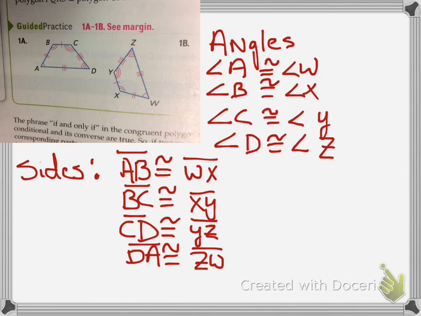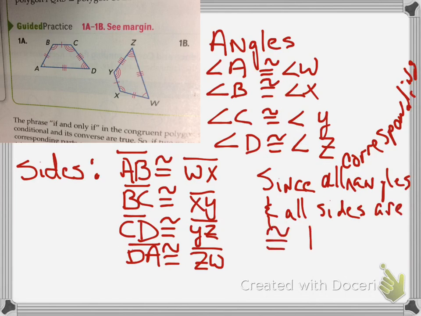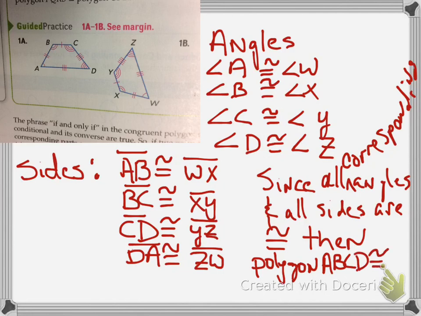So now that I've shown all the sides and all the angles are congruent, since all angles and all sides, I should say all corresponding angles and corresponding sides are congruent, then polygon ABCD is congruent to polygon WXYZ. There you go.